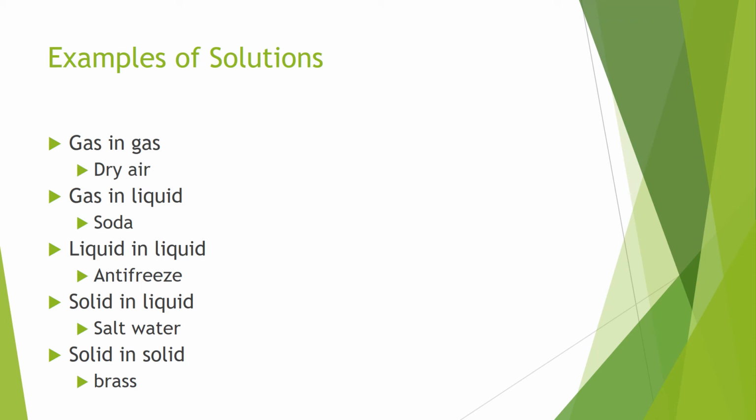And then the last one is a solid in solid solution. Things like brass or steel are just different metals that are combined together. They're melted together and spread evenly throughout to create this new compound, this new solution. So there are lots of different mixtures and solutions depending on the state of matter.